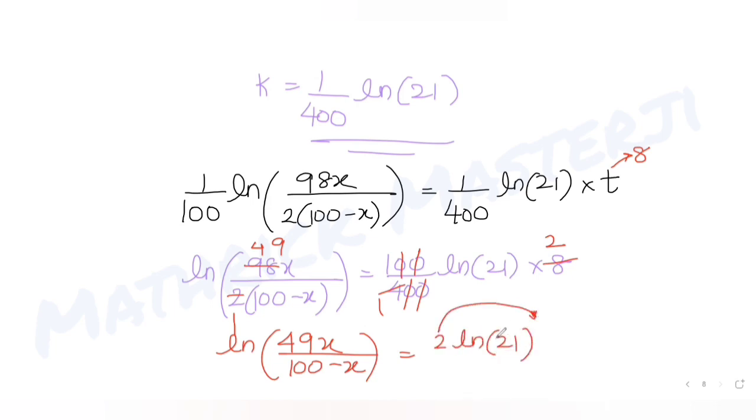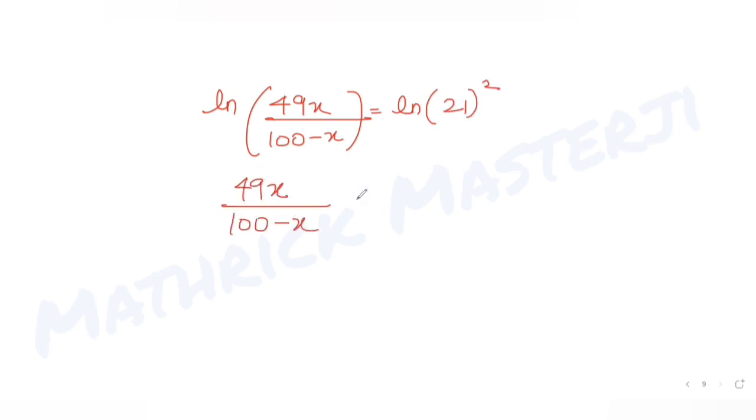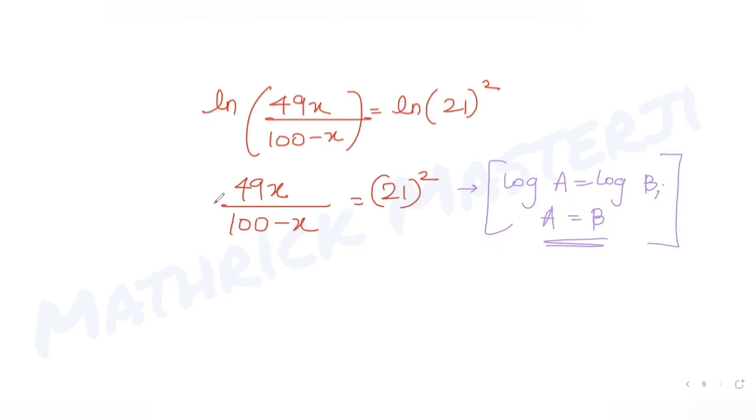Using the idea of logarithm, I can take the 2 as the power. So it becomes log of 49x over 100 minus x is equals to log of 21 squared. So 49x over 100 minus x is equals to 21 squared. I have just used the idea that if log a and log b are equal to each other, you can just write that as a and b are equal to each other. So I got 49x is equals to 441 into 100 minus x.